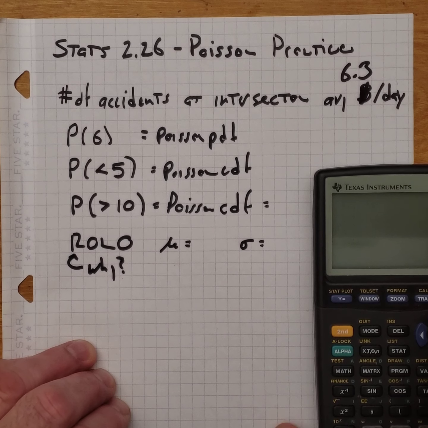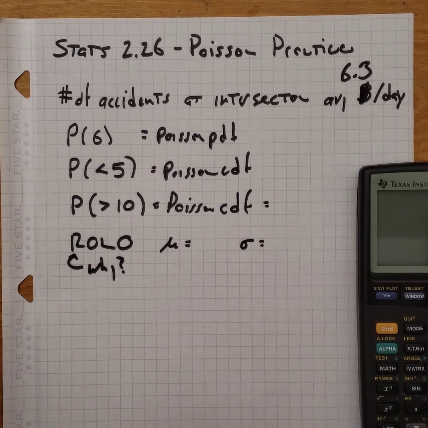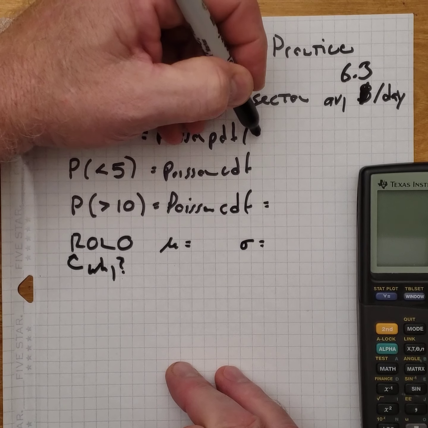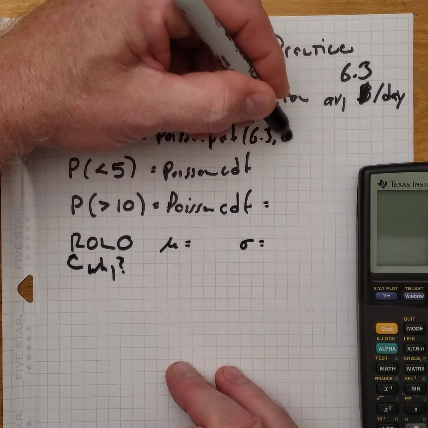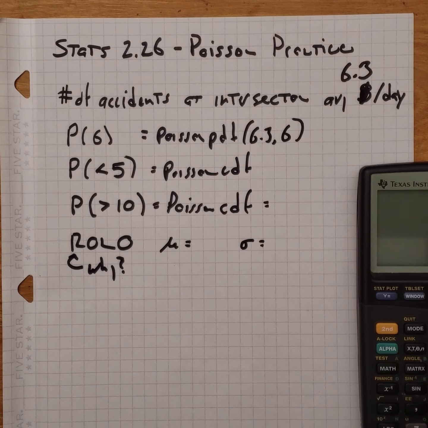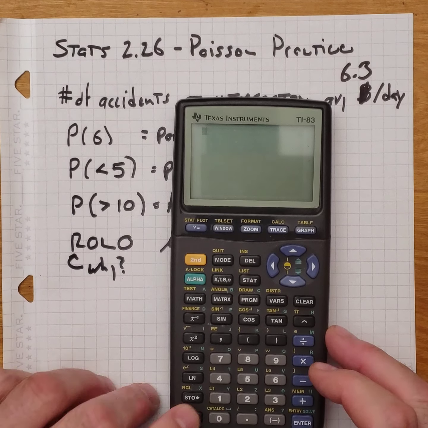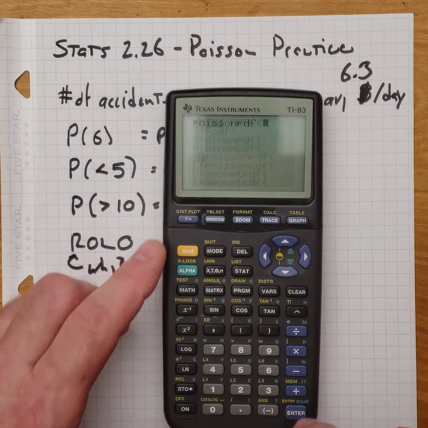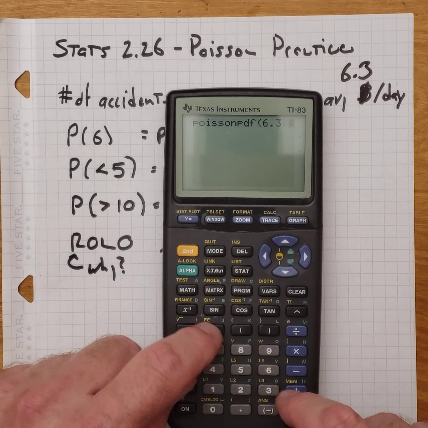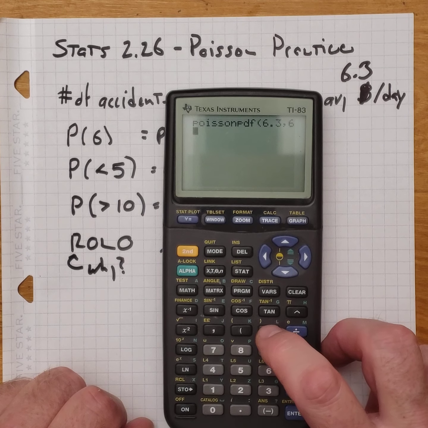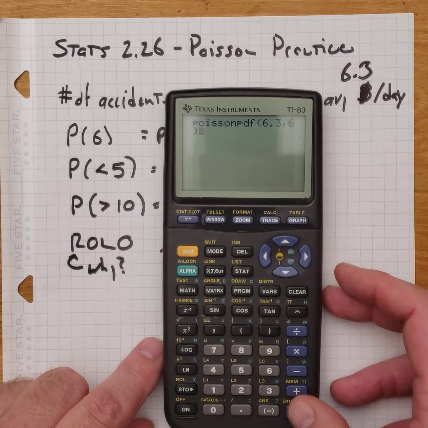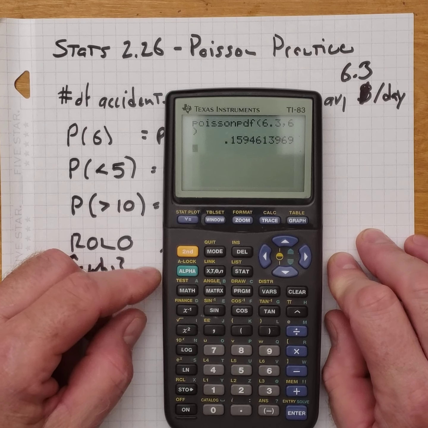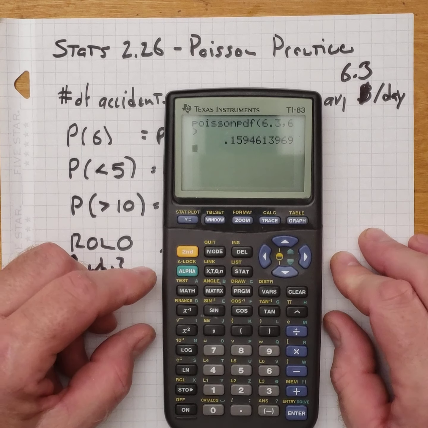So to find the probability that there will be 6 on any given day, that's a nice whole number, we would do Poisson PDF 6.3 comma 6, right? We always give it the mean first and then the number we're asking about. And it should be high, right? Because the mean is close to 6, that's going to be the most likely outcome, about a 16% chance.